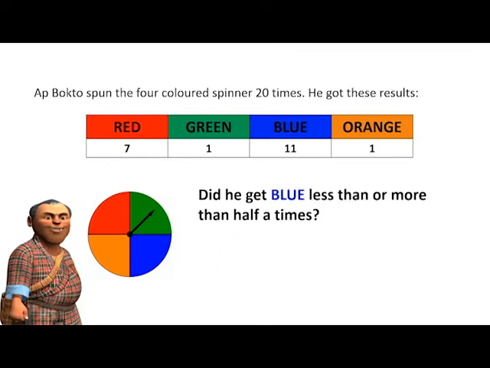How about blue? Did he get less than or more than half of the chance? He got 11 times blue, which is more than 10, and 10 is the half of 20. Therefore, he got more than half for blue. 11 out of 20 is more than half.